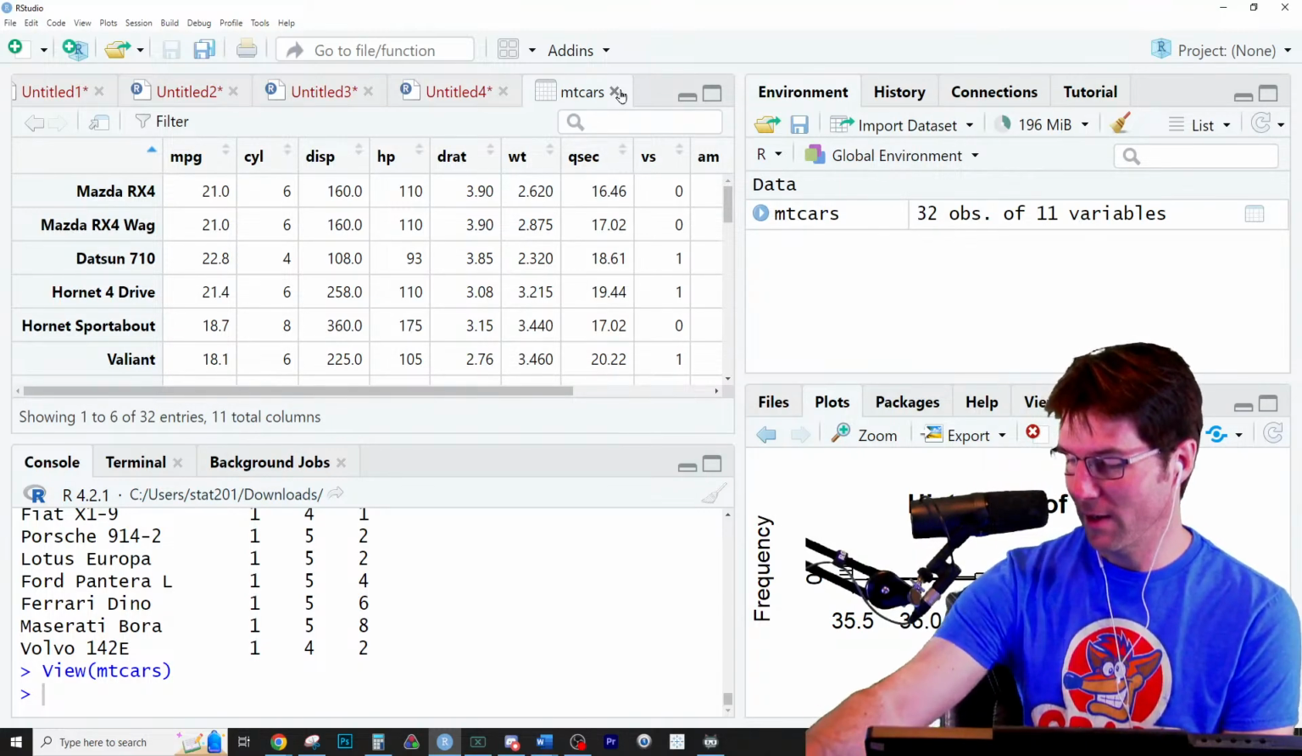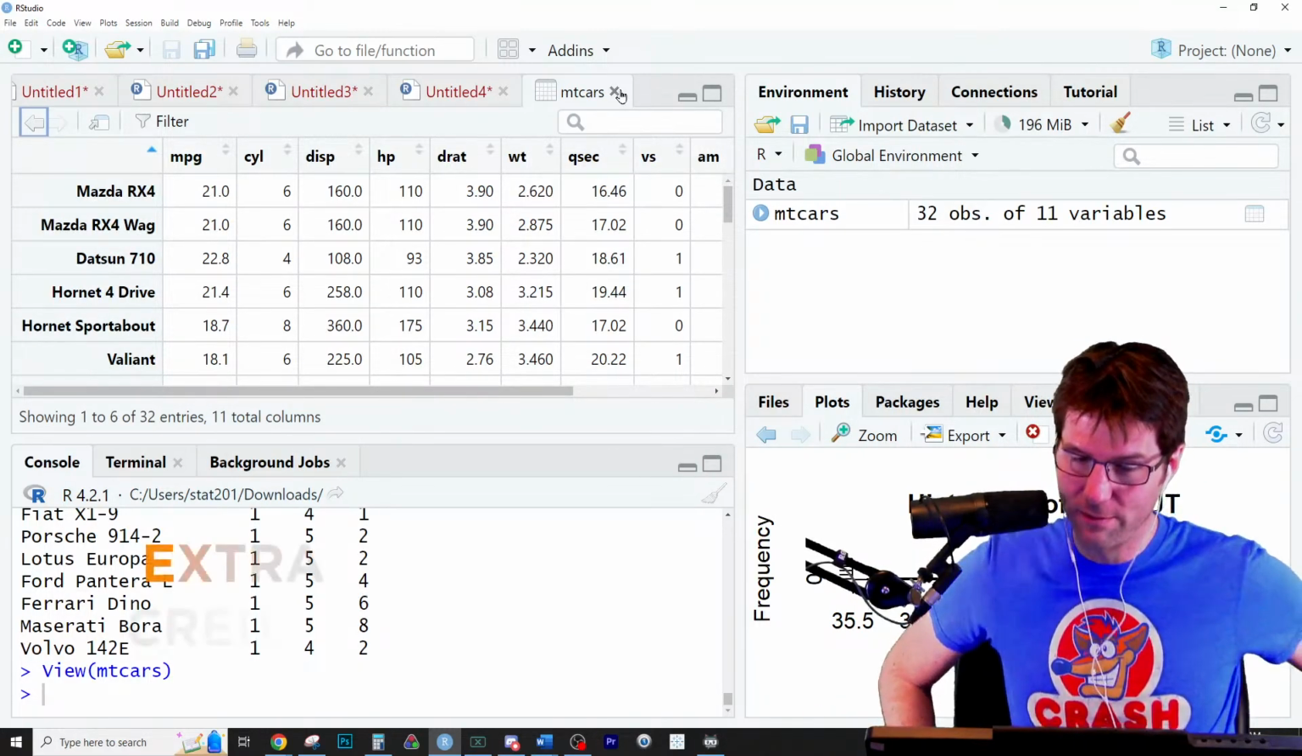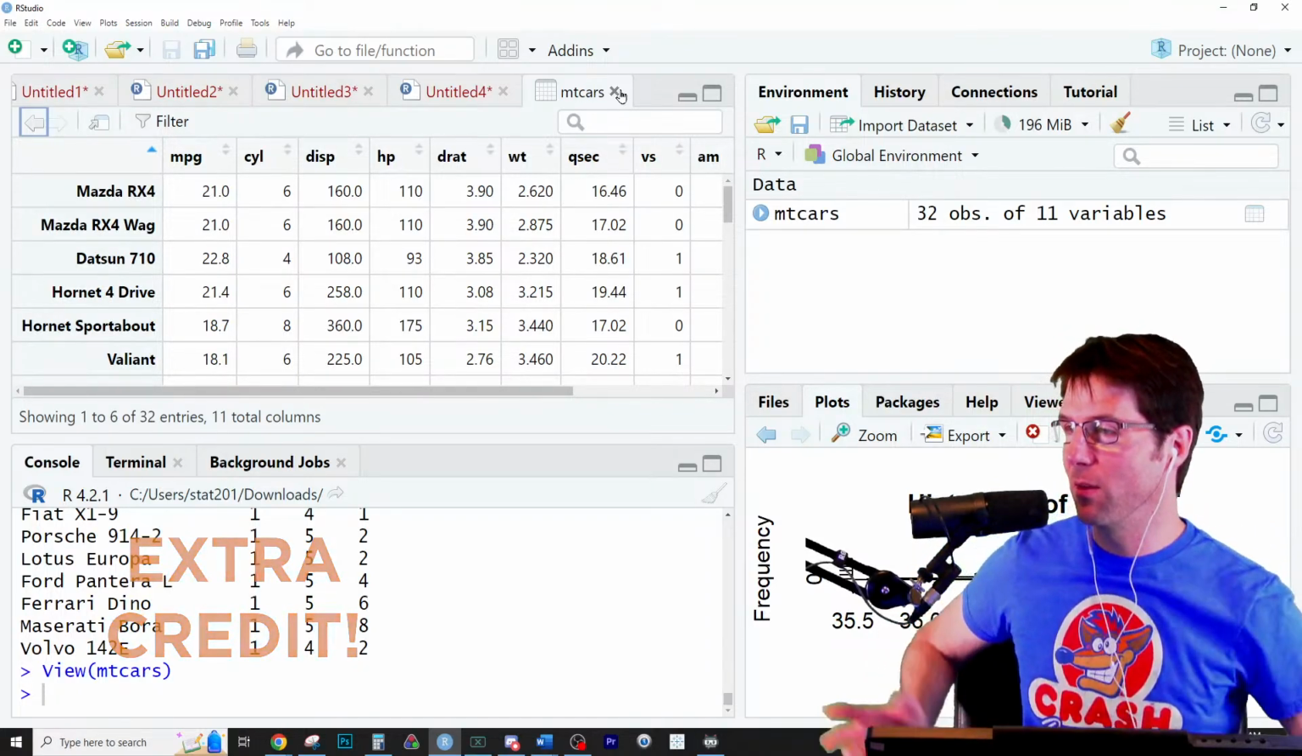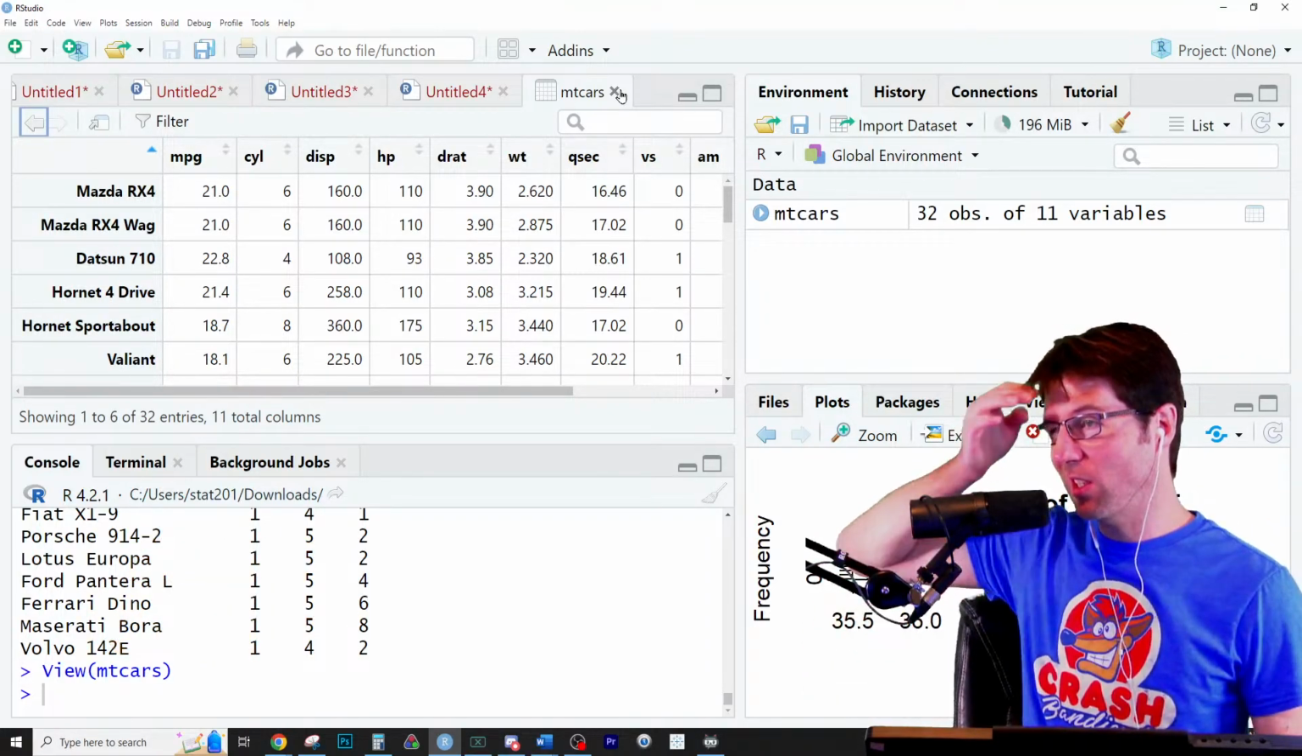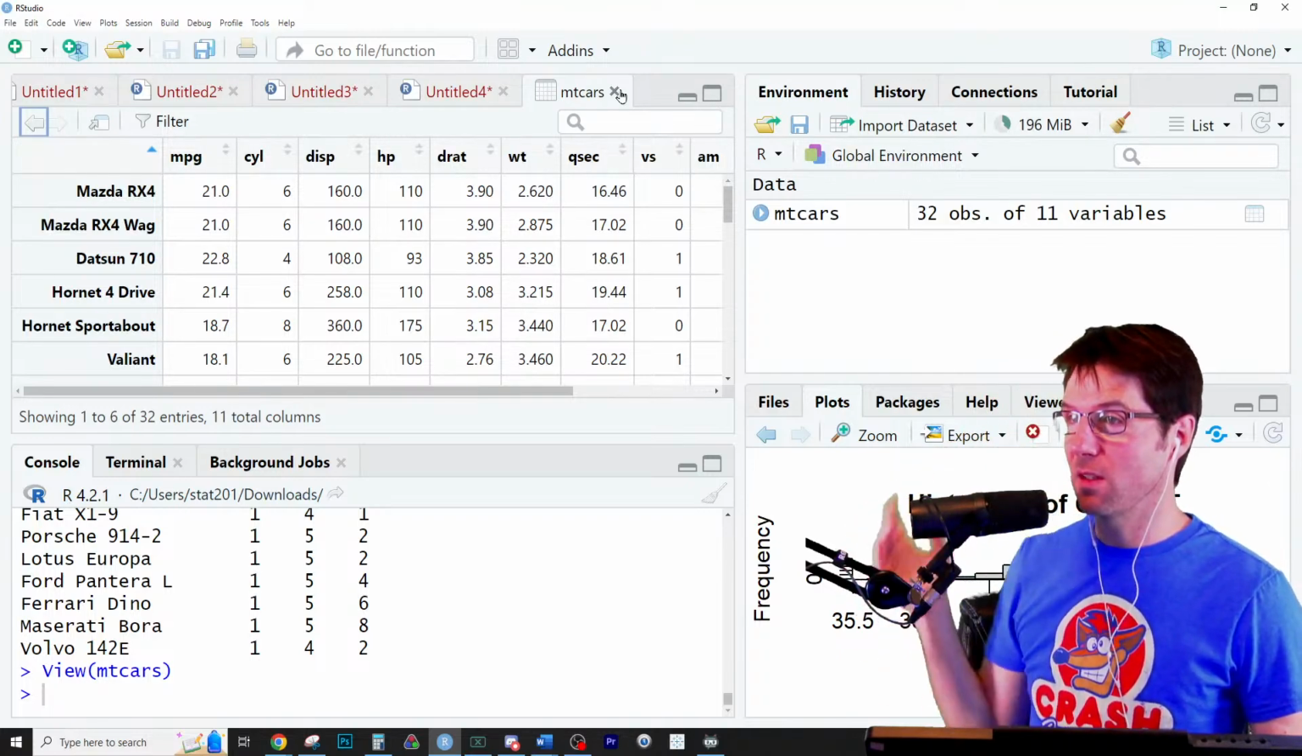Nice job, Sloan, right there. Yeah, the notation. If you know the notation, you get it right.